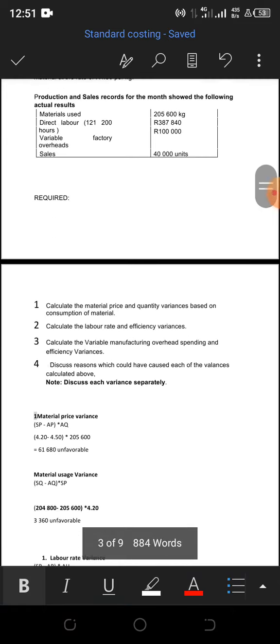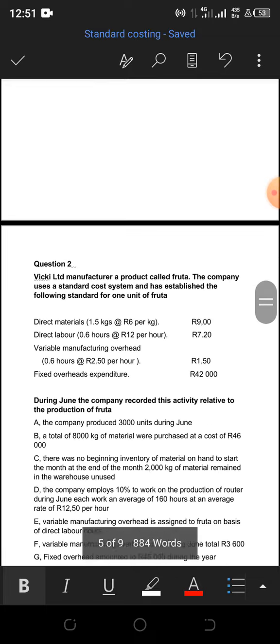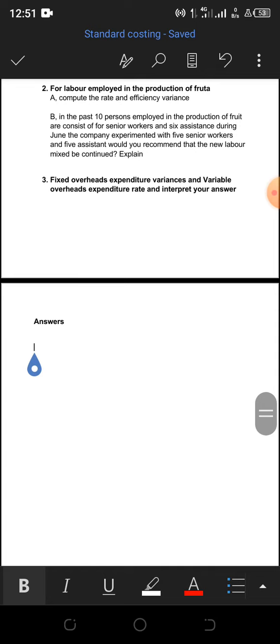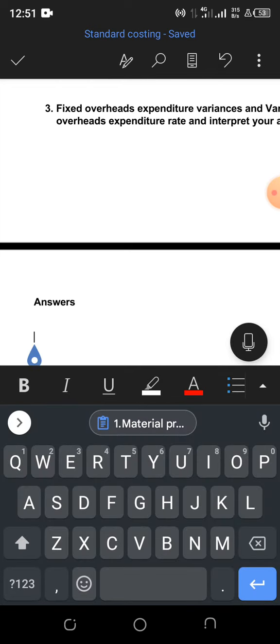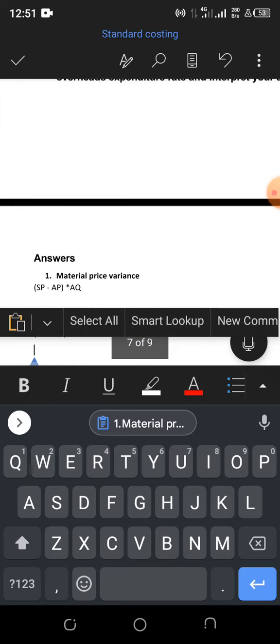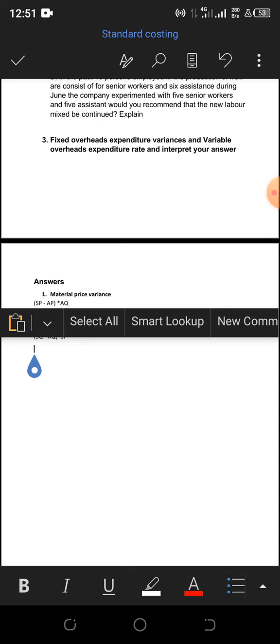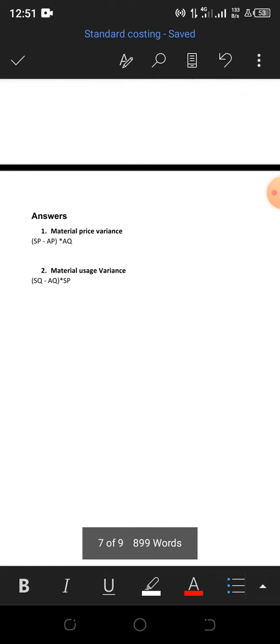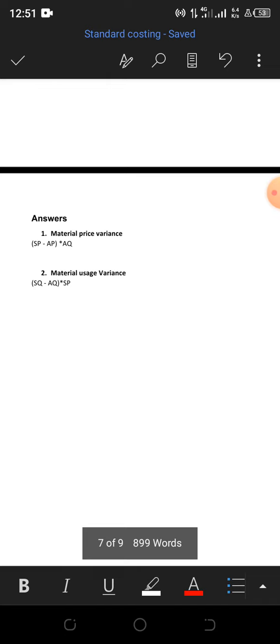Okay, let's go back to the question. Okay, let me put down the formula. Okay, so this is the formula that we're going to use. Then let's start with the first one. First one, they said we have to calculate material price variance.